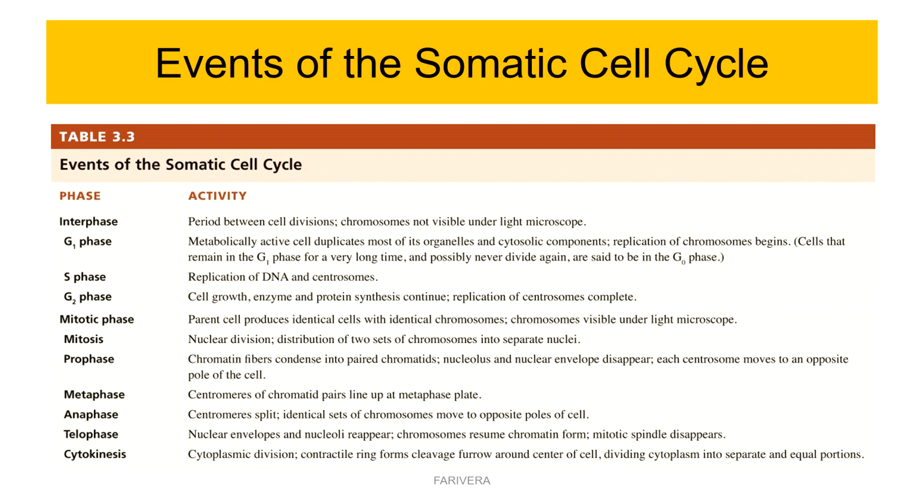Okay, so this particular slide provides an overview of the entire somatic cell cycle. Take a moment to look at the table. It begins with interphase. We have G1, S, and G2. And then we move through the mitotic phase. We have prophase, metaphase, anaphase, and telophase. And finally, we have cytokinesis.